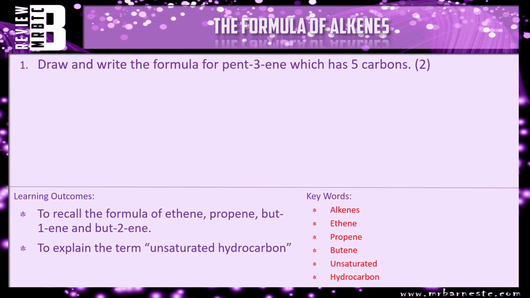Okay, I've got a review question for you, which is draw and write the formula for pent-3-ene, which has got 5 carbon atoms. So you draw out your 5 carbons, where does that double bond go? And then do the rest as we normally do. So that brings this video to an end.